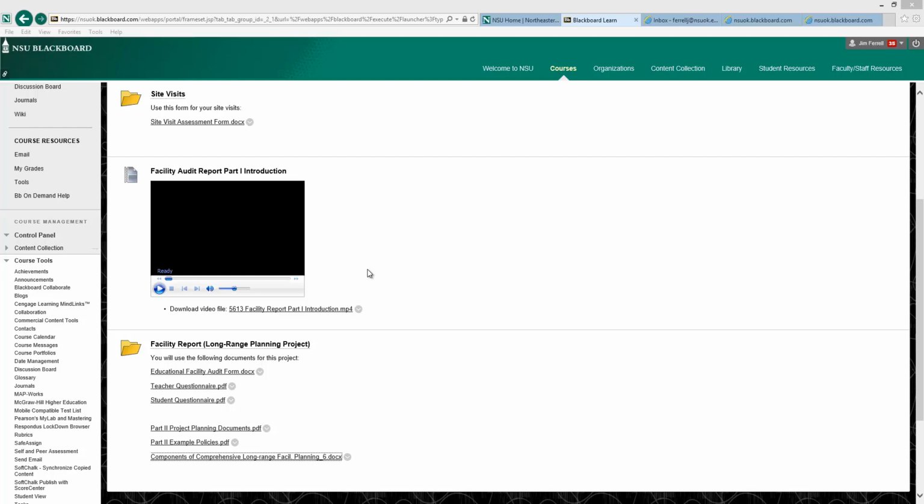Okay, students, so now that you've finished the first part of the facility audit report, I want to introduce you to the second part. And this is going to involve reviewing some policies. So you have three documents here. You have the Part 2 project planning documents, Part 2 example policies, and then the components of the comprehensive long-range facility planning. This is the one you'll actually download and submit because you're going to add to it.